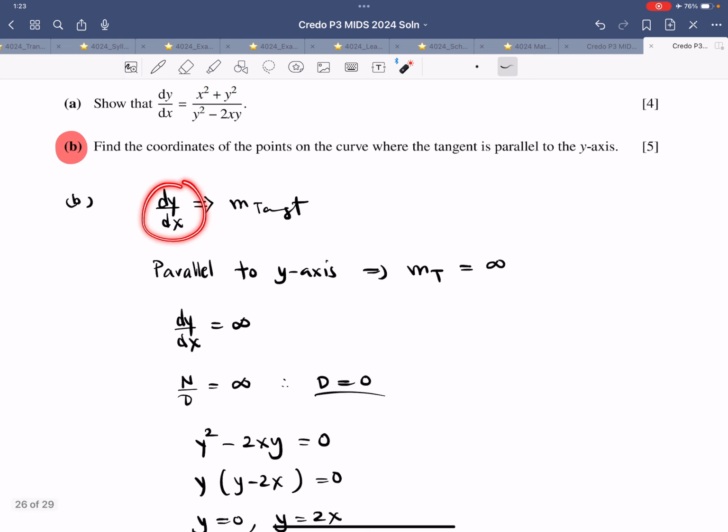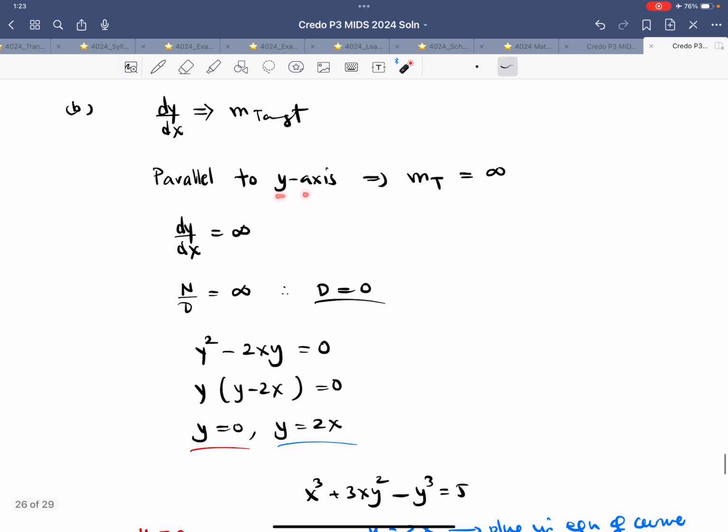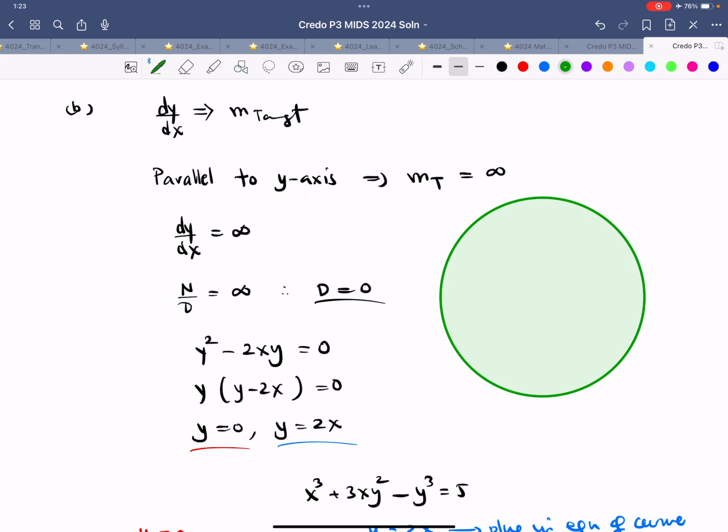The second part, coordinates where the tangent is parallel to the y-axis. Dy by dx is the gradient of the tangent. Parallel to the y-axis, the gradient is undefined. Numerator over denominator is undefined. What makes a fraction undefined? Denominator is 0. So let me write it over here for you for later on.